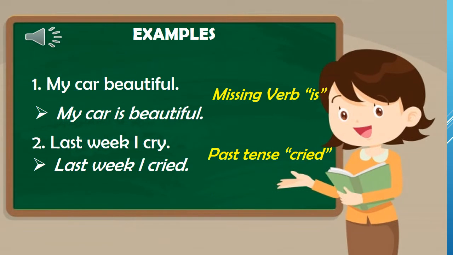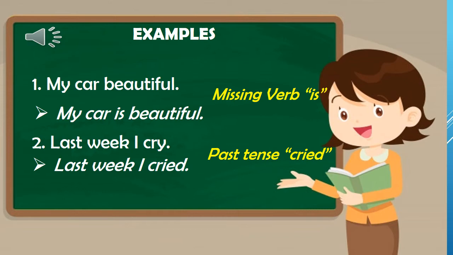Example number 1. My car beautiful. We have subject and we have adjective. The error in our example is our verb. So what will be the possible verb that we can use in a sentence? It should be the verb is, because our subject is singular. So the sentence should be my car is beautiful.